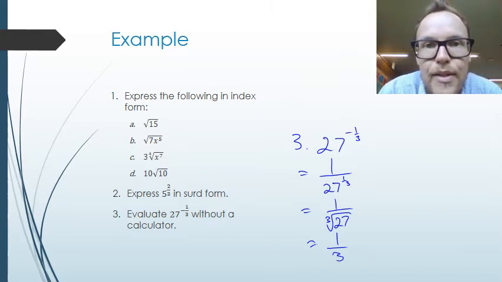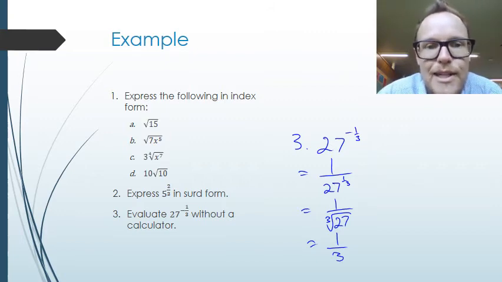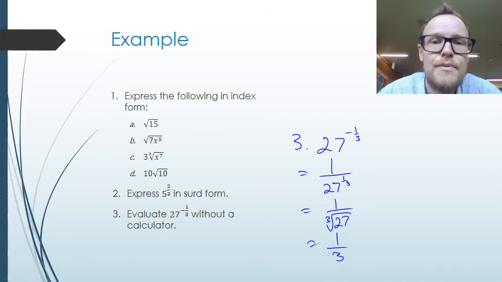And so I get that the answer is 1/3. Just recapping the learning goals for this lesson, we've looked at reviewing the index laws, we've looked at anything to the power of 0 is 1, we've looked at being able to simplify negative indices and make them positive indices, and we've looked at being able to convert between surd form and fractional indices.